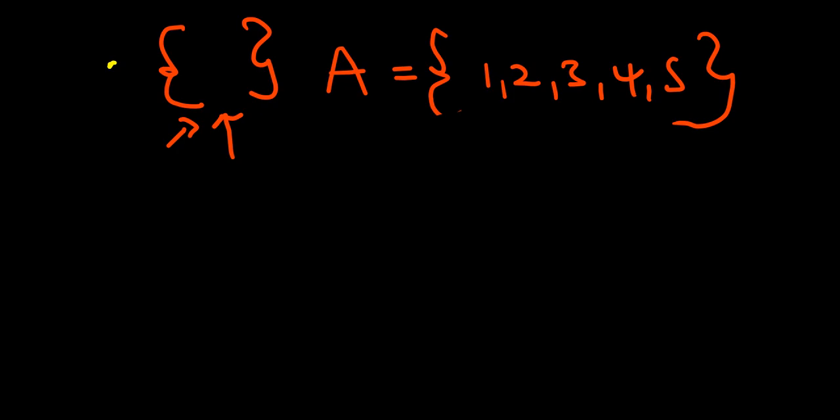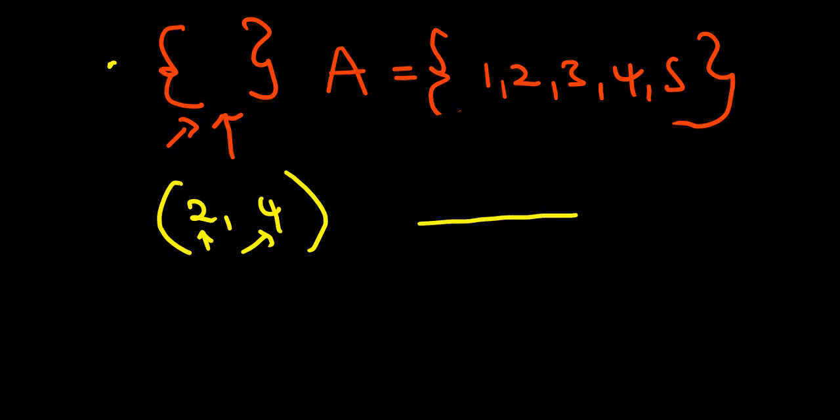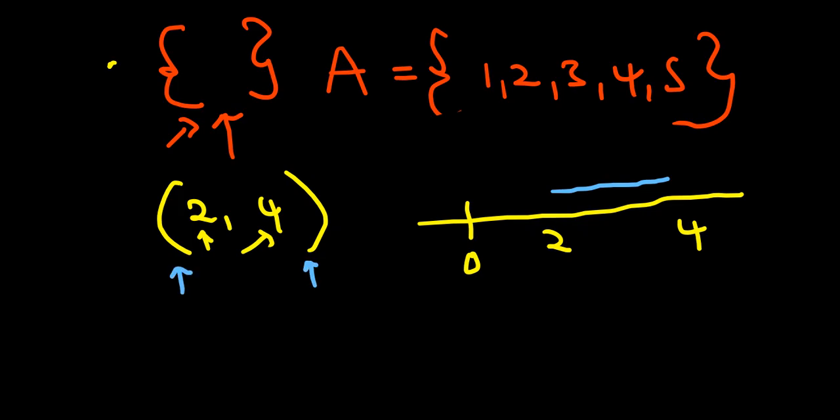Okay, so let me continue explaining. If you have these curved brackets, let's say 2 and maybe 4, it means these endpoints are not included in this set. So when we try to put this set on the number line, let this be a number line and you have a 0 there, a 2 somewhere, and then a 4 here. We say this set is from 2 all the way up to 4. You've seen the line that I've drawn there. Because we have these curved brackets, it means the endpoints are not included.